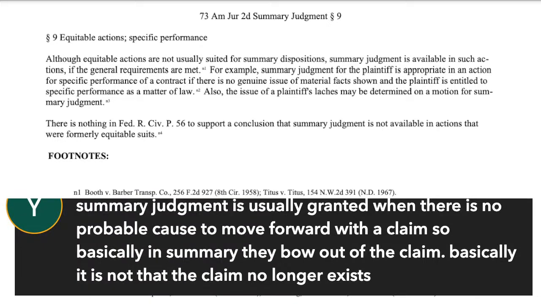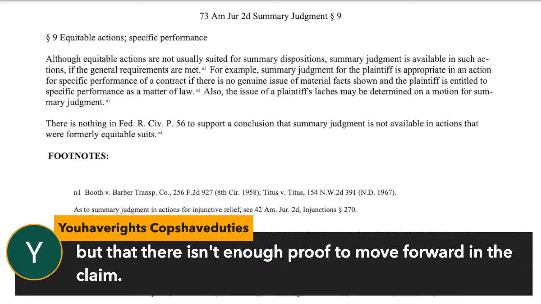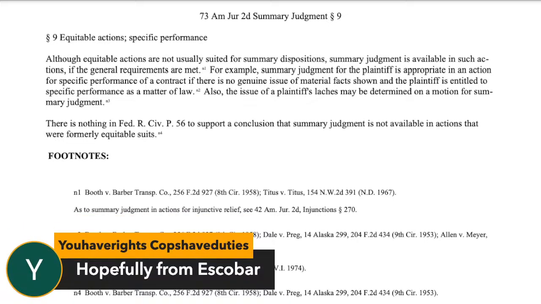Summary judgment is usually granted when there is no probable cause to move forward with a claim. So basically, in summary, they bow out of the claim. Basically, it is not that the claim no longer exists. Right, because it could always come back with evidence later and get a full judgment. Indeed. Right, a summary judgment does not have as much weight as a final judgment. And we did that in the series on judgments, too, on the American Jurisprudence playlist on this channel. You can check that, and exactly what you have rights, cops have duty says is correct. But that there isn't enough proof to move forward in the claim. Right. And it just means that it's still open.